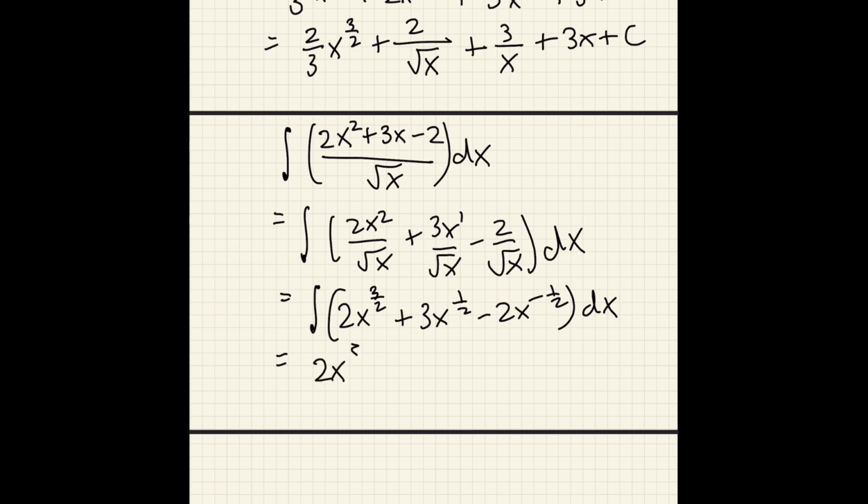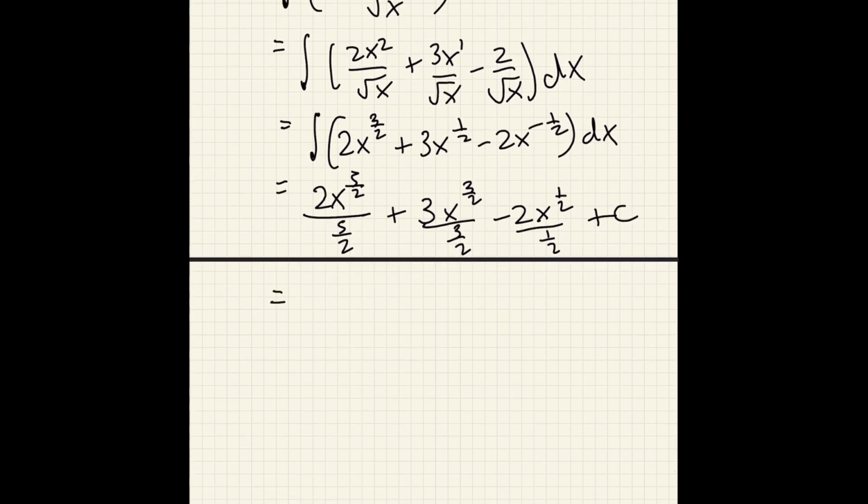So add 1 to the power, that becomes 5 over 2 divided by 5 over 2. Add 1 to the power, that becomes 3 over 2 divided by 3 over 2. And then add 1 to the power, negative a half plus 1, that's half, divided by half, plus c. Now I just simplify. 2 over 5 over 2, that's 4 over 5, because 2 over 5 comes up, and you multiply by the 2, so it becomes 4 over 5. 3 over 3 over 2, the 3's cancel out, the 2 comes up, so 2x to 3 over 2. 2 over a half, that becomes 4, because the 2 comes up as well, so it's minus 4x to the half plus c, and that will do it.